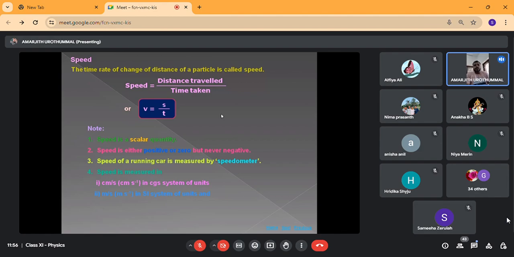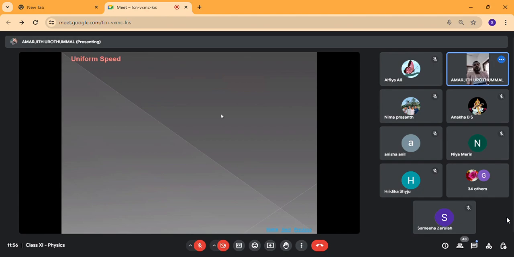Which unit are you familiar with? The unit of speed. Kilometer per hour. Okay, kilometer per hour, that we normally use to express the speed of vehicles and all. That is also a unit of speed, but the SI unit is meter per second.